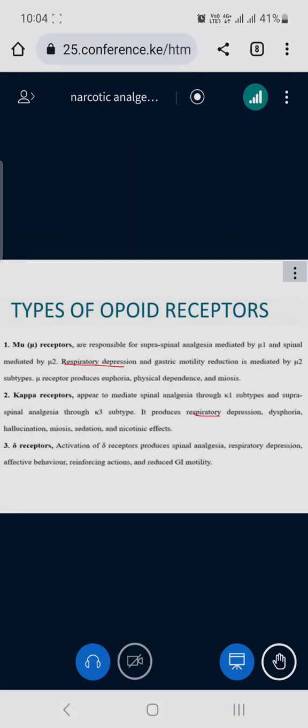When you talk about an antagonist, always remember, antagonists do not trigger any pharmacological activity.